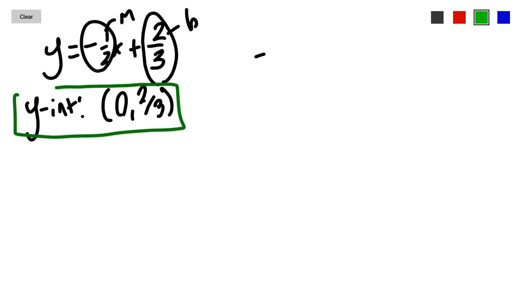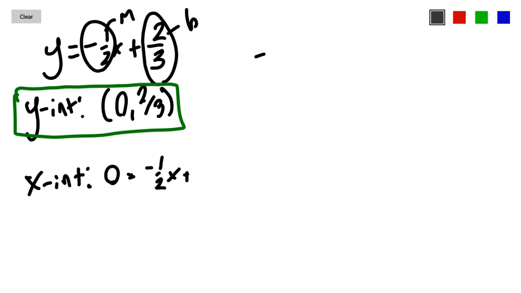Just because I can recognize that it's in the slope-intercept form, I can just jump straight to that for the y-intercept. But for the x-intercept, I set y equal to 0. So I have 0 is equal to negative 1/2 x plus 2 over 3. And then the process is the exact same. So I'm going to subtract 2/3 from both sides.